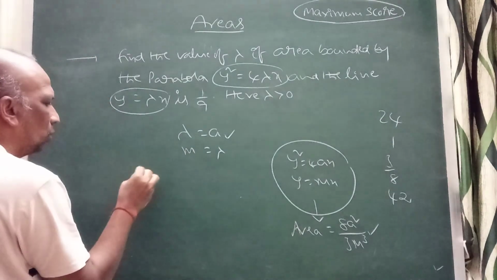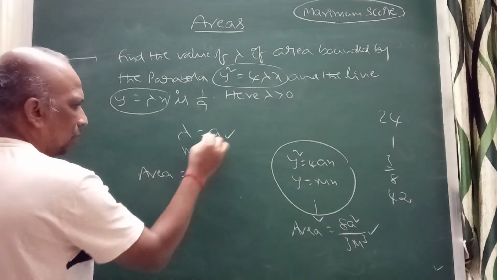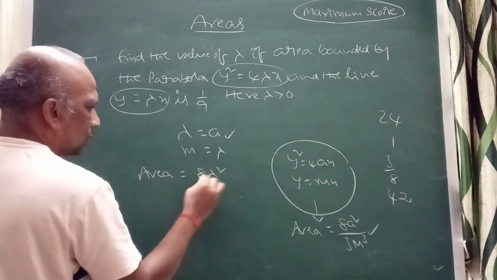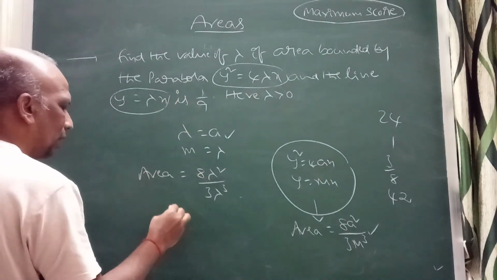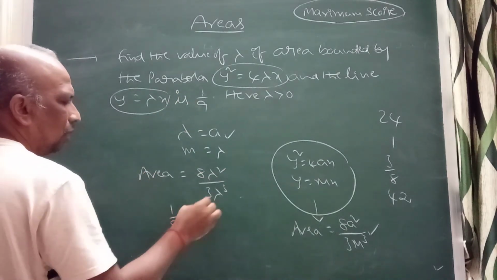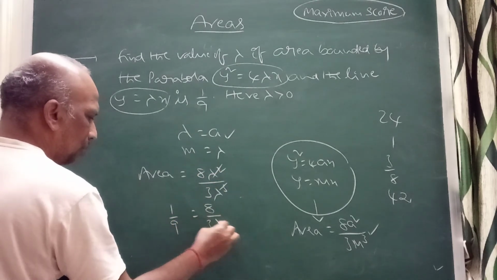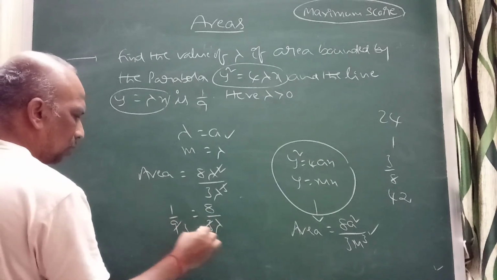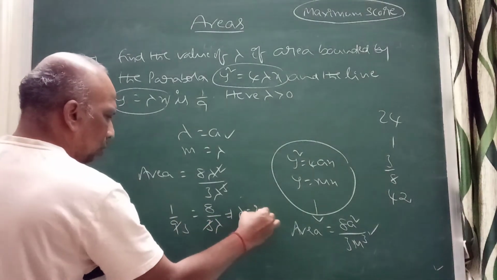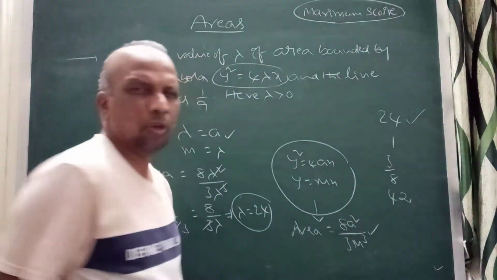Then area is equal to 8 a square by 3 m cube, that means 8 lambda square by 3 lambda cube. But then the area is equal to 1 by 9. So 1 by 9 equal to 8 by 3 lambda, since lambda square cancels. Substituting, lambda is equal to 24. Your answer is lambda equal to 24. That will be your answer.